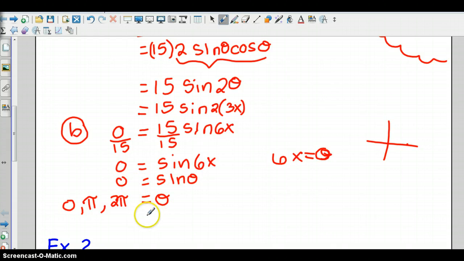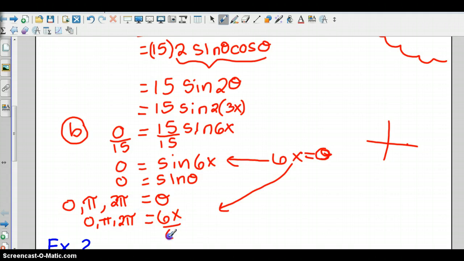Remember, though, my theta is 6x. So I'm going to plug that back in. Remember, I replaced it here, and now I'm going to replace it back. I can't forget about it. So if my 6x is really equal to 0, pi, or 2 pi, I now need to actually solve for x. So let's go ahead and divide through by 6. And I've got to make sure I divide all of these by 6 as well. Because it's not x equals 0, pi, or 2 pi, it's 6x equals 0, pi, 2 pi.